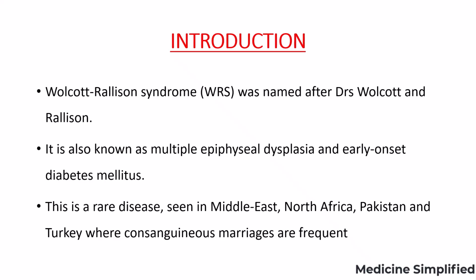Epiphyseal dysplasia is a genetic disorder affecting the cartilage and bone development at the end of long bones. So, epiphyseal dysplasia affects long bones. This is a rare disease seen in the Middle East, North Africa, Pakistan, and Turkey. Majority are Islamic countries, where consanguineous marriages are frequent. Consanguineous marriages are marriages between people who are closely related, such as cousins.